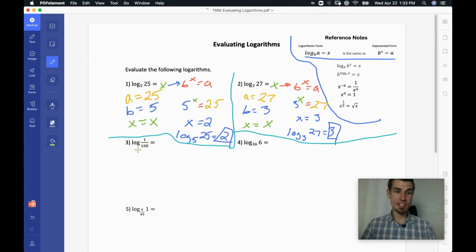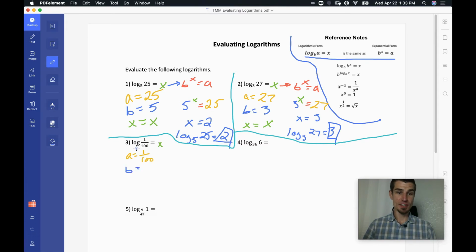So same thing again with this one. This one looks a little different though, right? We got a fraction going on. So let's think about how we can determine this one. Once again, we just want to set it equal to x. It makes finding our a, b, and x a little easier. Our a is equal to what's in the logarithm. So what's in the logarithm is 1 over 100.